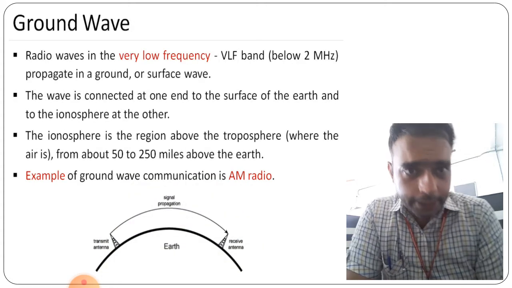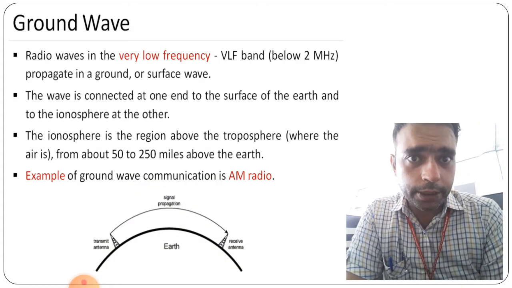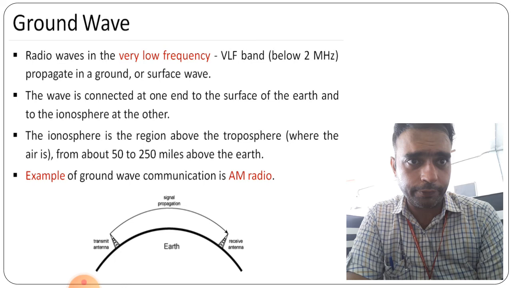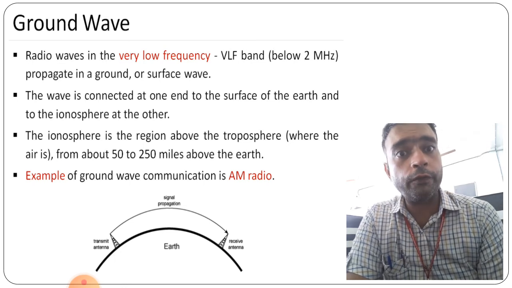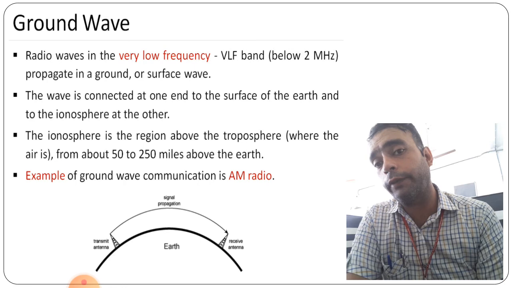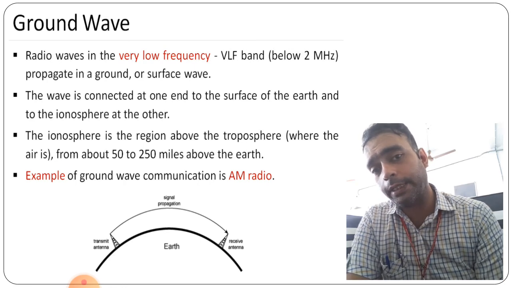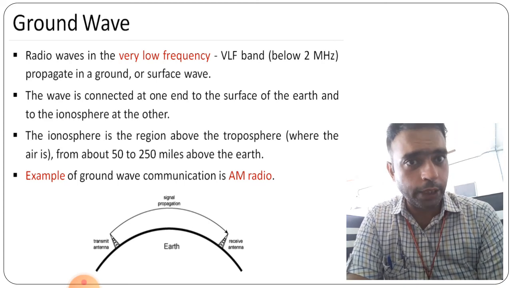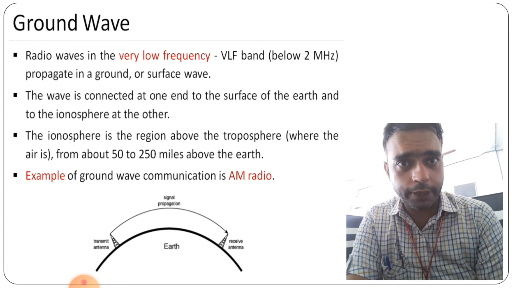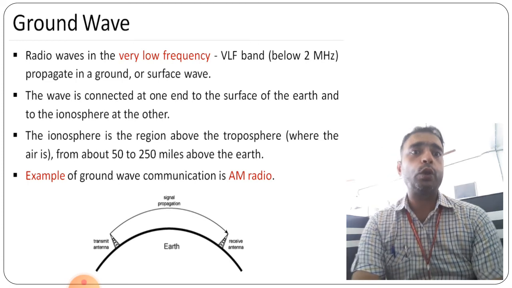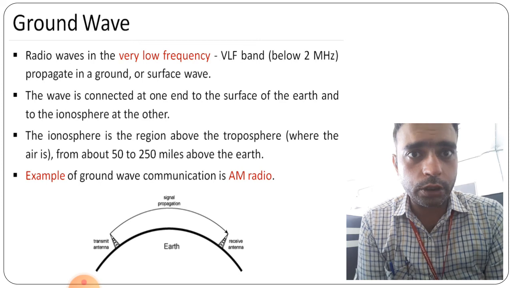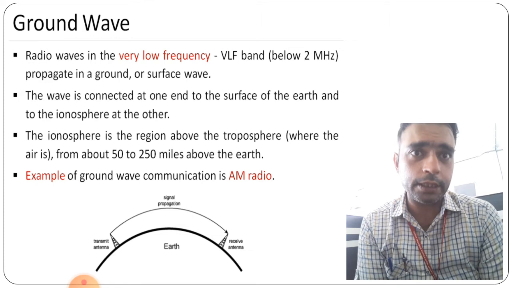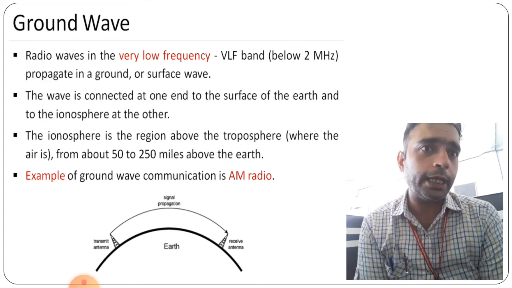Now the ground wave is given here. The frequency is also there. The ionosphere is the region above the troposphere, where the air is from about 50 to 250 miles above the earth, we can say. An example given here is AM radio, that is amplitude modulation, which is the full form of AM. That is a ground wave communication. The wave is connected at one end to the surface of the earth and to the ionosphere at the other. Here the radio waves are of very low frequency, below 2 megahertz.